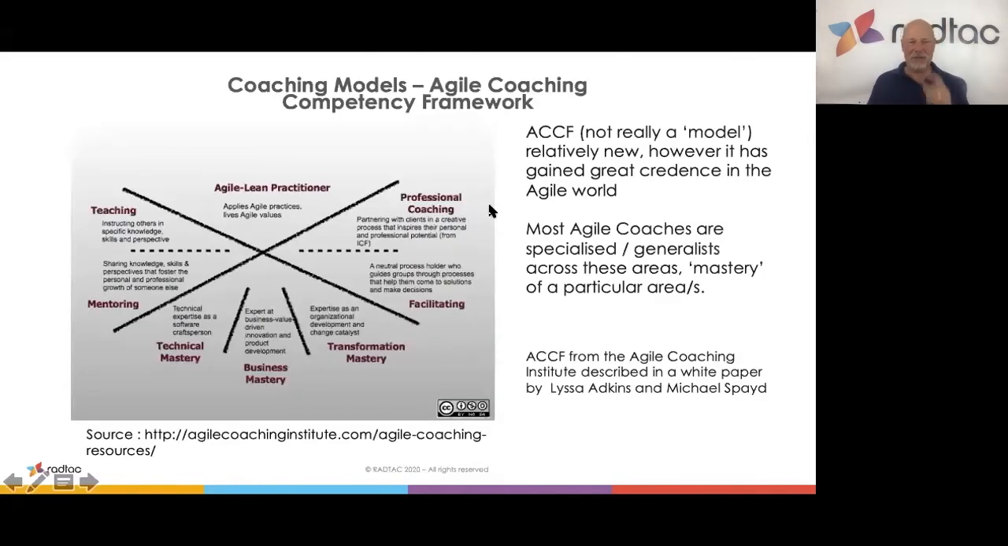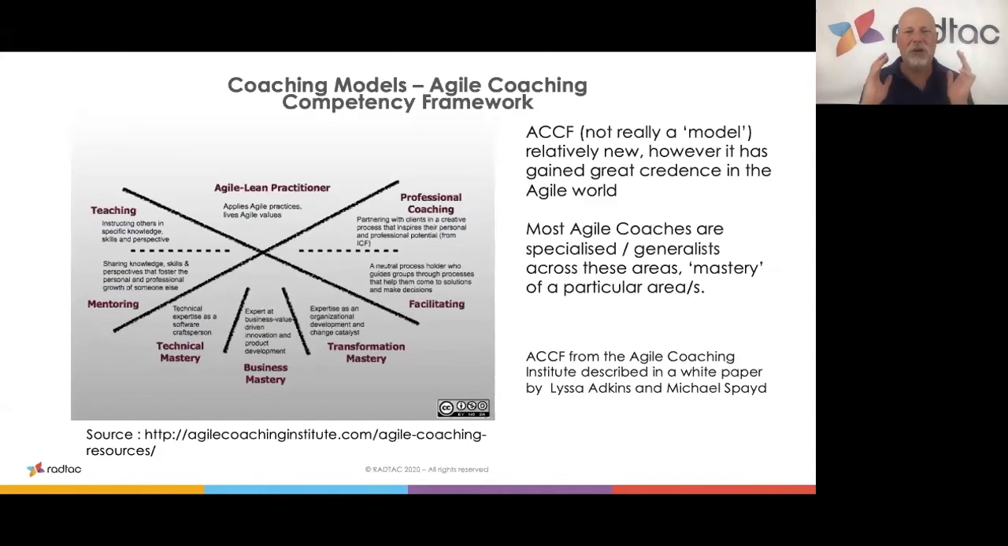So first one, probably no great surprise, an agile coaching competency framework. Arguable whether this is a model or not. I like this though, because it has a sort of holistic view on what coaching is. It was described by the Agile Coaching Institute, by Lisa Adkins and Michael Spade. Some of you might have heard of these people, pretty famous in the Agile world. So I would recommend have a look at this.